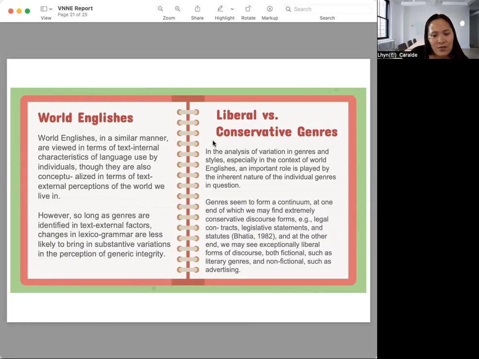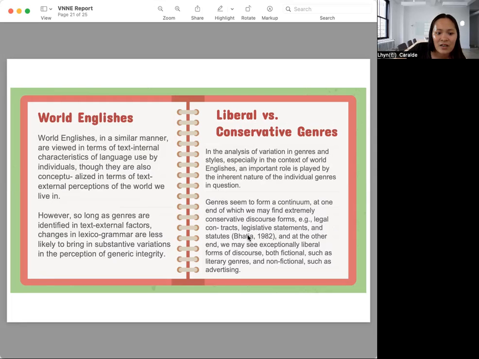Liberal versus conservative genres. In the analysis of variation in genres and styles, especially in the text of world Englishes, an important role is played by the inherent nature of individual genres in question. Genres seem to form a continuum, at one end of which we may find extremely conservative discourse forms.